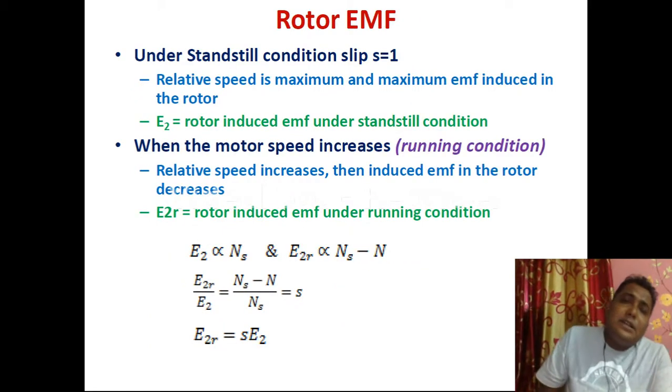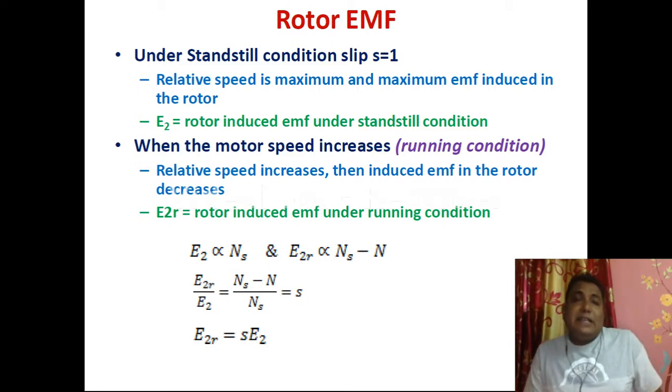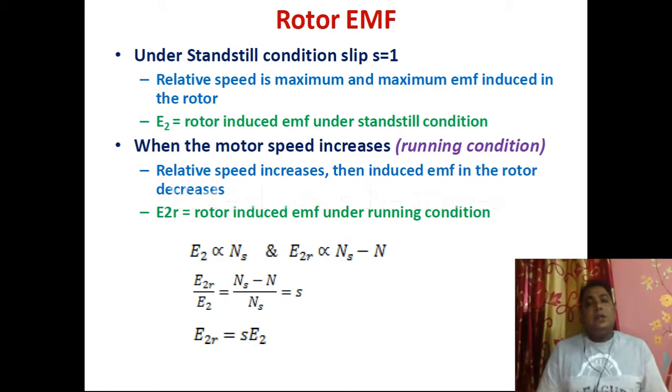Yes, when the slip is 1, this is the maximum value it can be, so we can understand that the relative speed at that time is maximum; the difference between ns and n is the maximum. And if the difference is maximum, then maximum EMF is induced. Okay, so let us consider E2 is the rotor induced EMF under standstill condition. So we are considering that one.